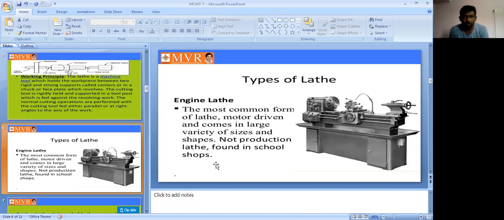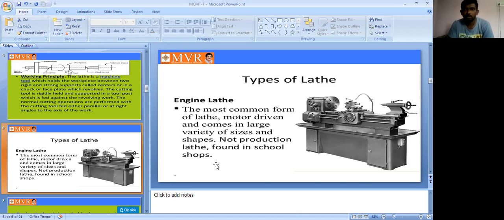The most common form of the lathe is motor driven and comes in a large variety of sizes and shapes. By using this kind of lathe machine, we can get a variety of sizes and shapes of the material. So finally we can get workpieces of different shapes and sizes.